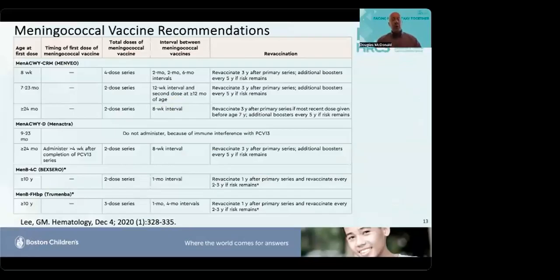As mentioned, for the younger kids as young as 8 weeks of age, Menveo can be given in a 4-dose series, or it can be given as a 2-dose series for older infants 7 to 23 months of age. Menactra is given to patients typically greater than 2 years of age, and Bexsero provides protection from group B meningococcus given to our patients who are greater than 10 years of age.